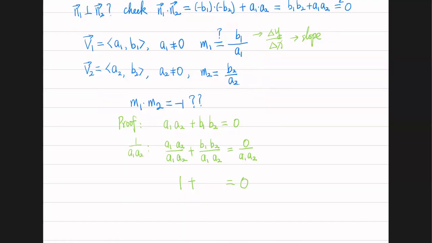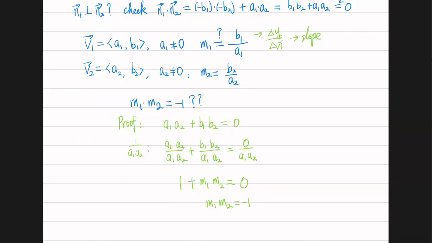Let's see this first half. What do you see over there? It's M1 times M2. The first part gives us M1, the second part M2. Then we subtract 1 from both sides. Does this make sense? Any questions?